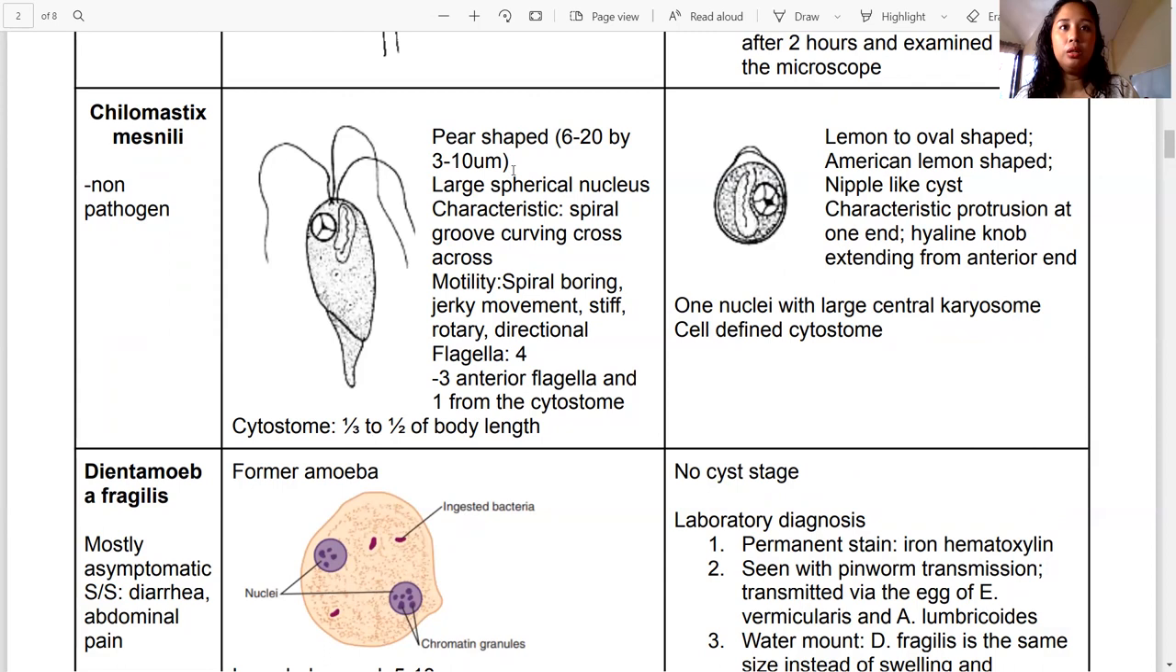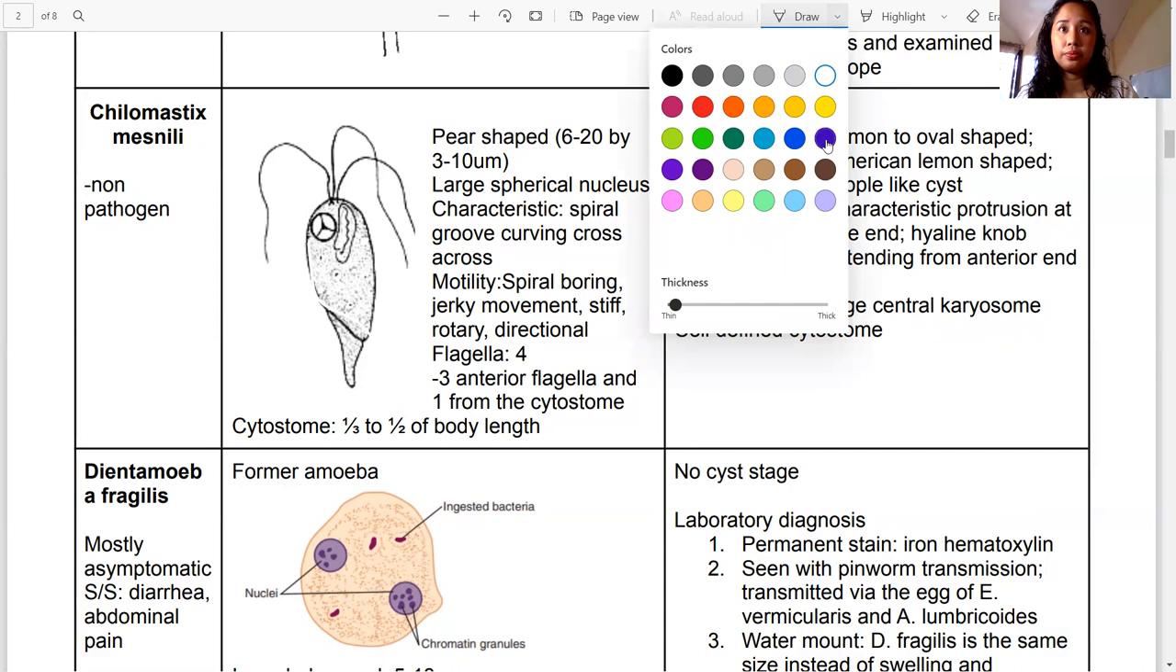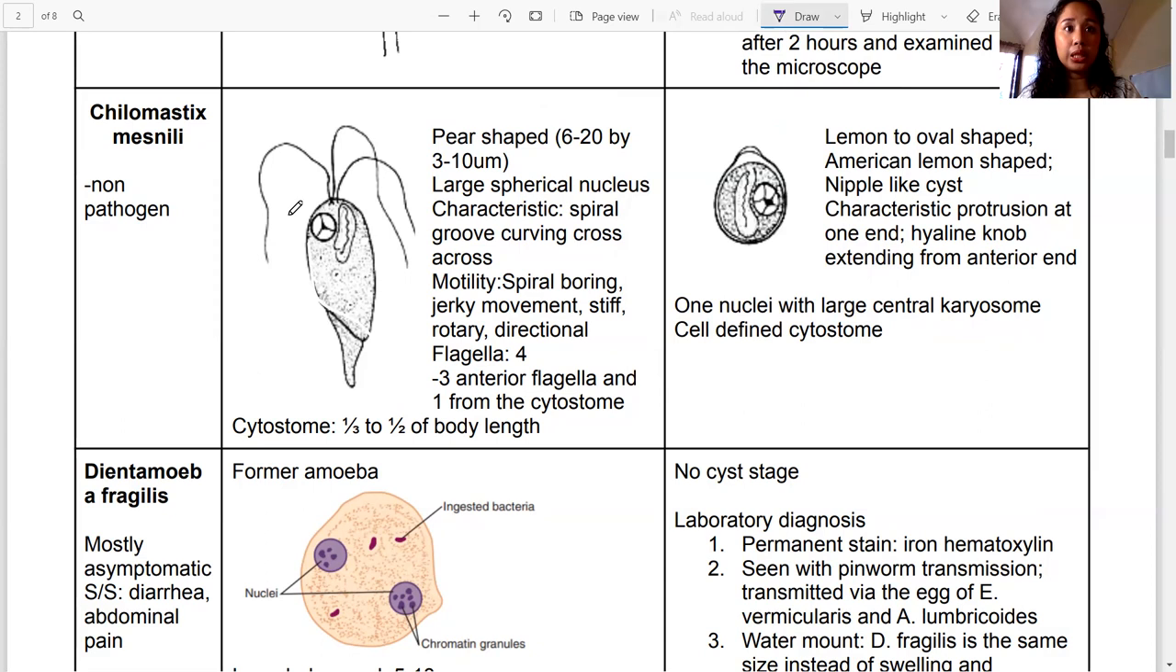Spherical nucleus. Class, one other characteristic is the spiral groove. This is the spiral groove. Motility is spiral, or a boring, jerky movement. The flagella apex is only in the anterior, and one from the cytostome. None in the posterior.